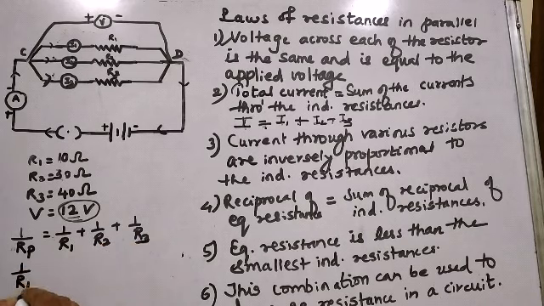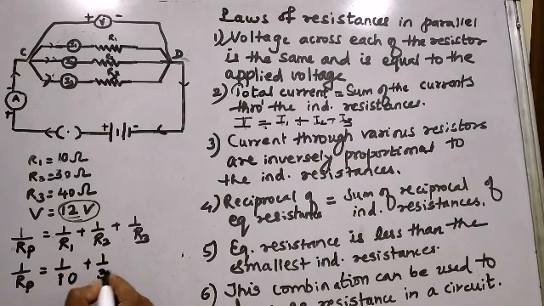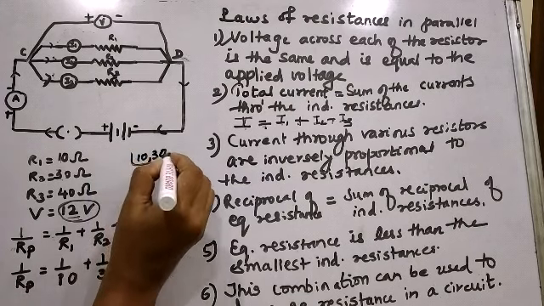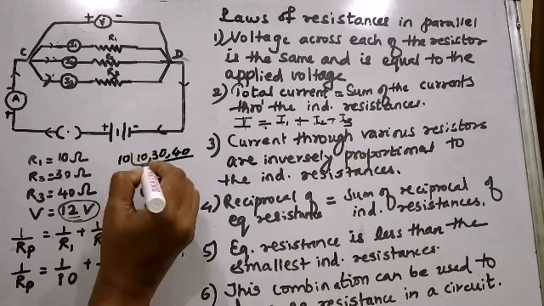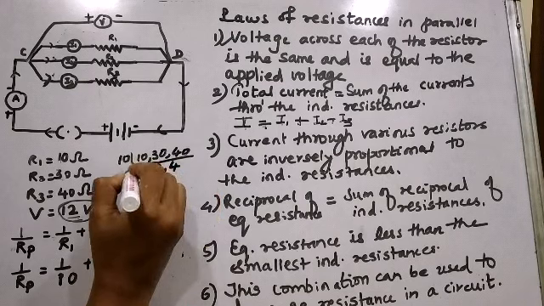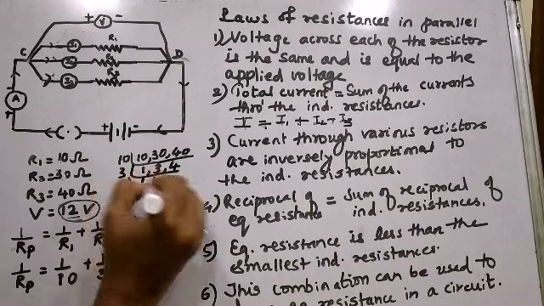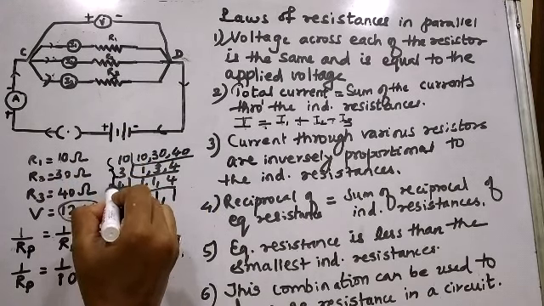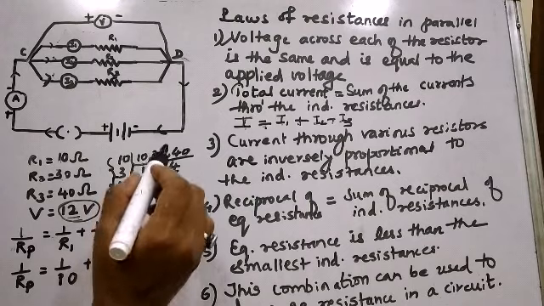Now I substitute the values. 1 upon Rp is equal to 1 upon R1, which is 10, plus R2, which is 30, plus R3, which is 40. Now let's take the LCM of 10, 30 and 40 and find out the value of Rp. Instead of cross multiplication, I prefer to use the LCM method. So 10, 30 and 40. 10 ones are 10, 10 threes are 30 and 10 fours are 40. 3 ones are 3, and 4 ones are 4. So what is our LCM? 10 threes are 30 and 30 into 4 will be 120. So the LCM will be 120.